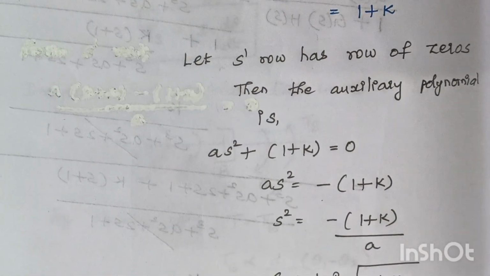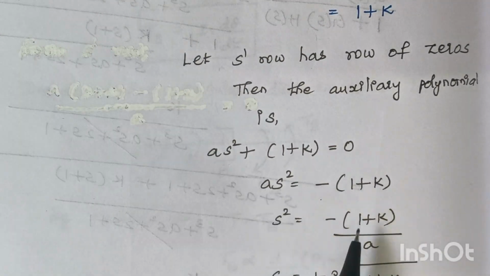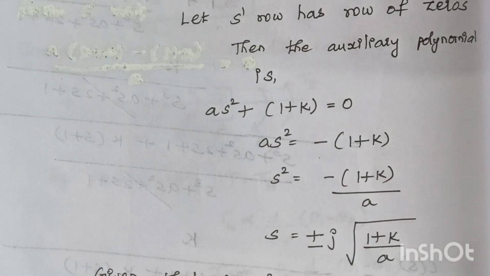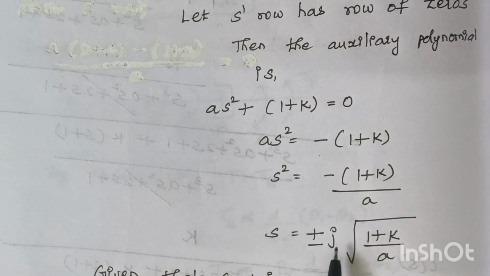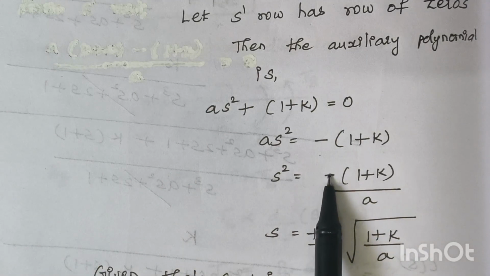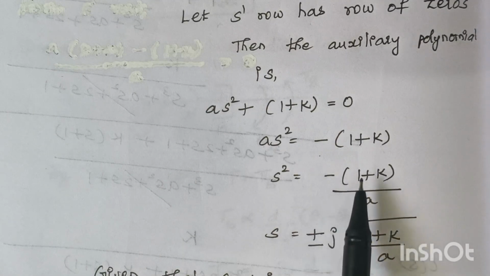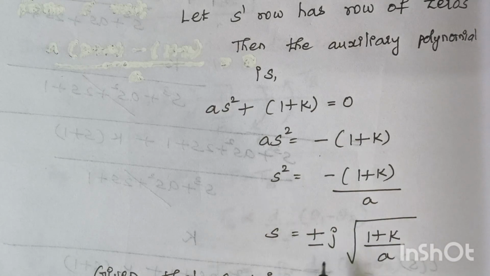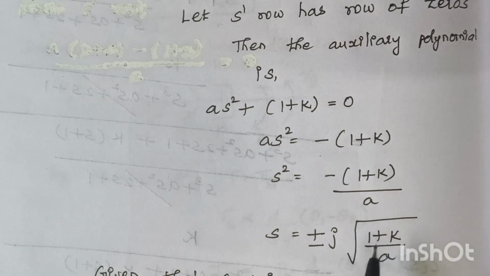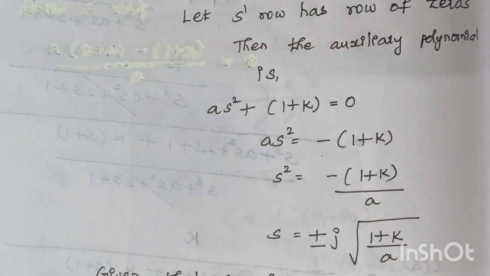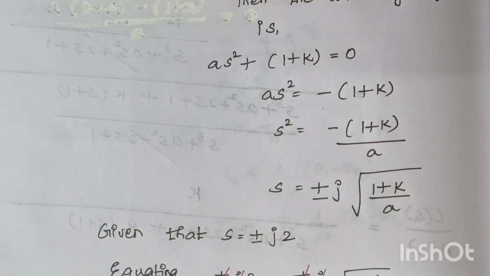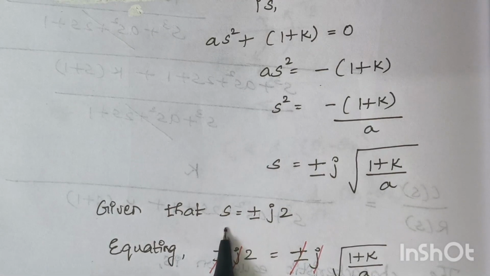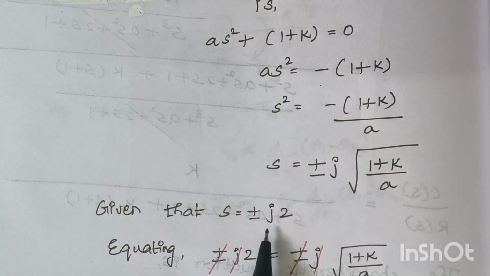The value of s square will be this, since when you move a to the right hand side, it occupies the denominator part, and finally the value of s is plus or minus j, because we are having a minus term here, that is minus 1. Square root of minus 1 is nothing but j. So plus or minus j root of 1 plus k by a, right? In the problem they had clearly given the value of the root. So the value of s is plus or minus 2j.